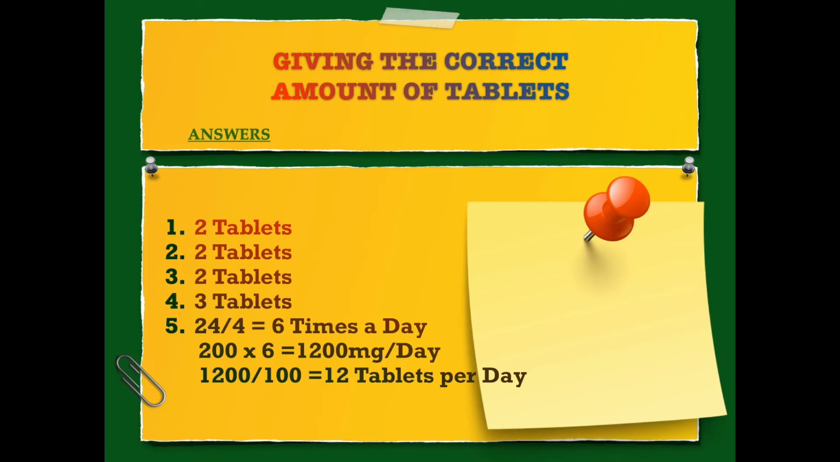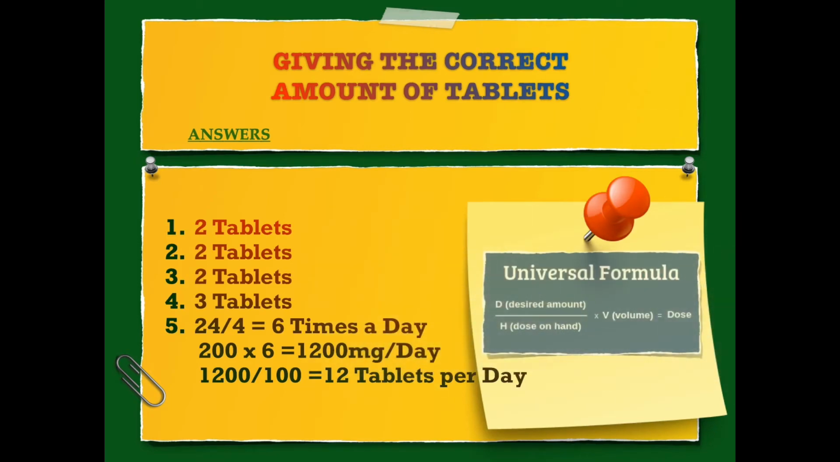If you have any doubt, you can comment in the comment box or I will give the details in the description box. So again the universal formula is D by H into V equal to dose. Desired amount divided by dose on hand into volume equal to dose.